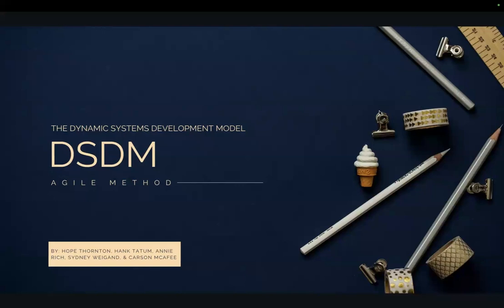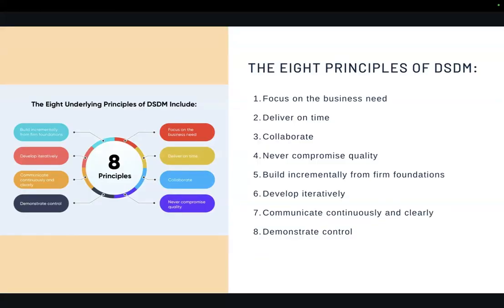I'm Sydney. I'm Carson. And our group was given the Dynamic Systems Development Method, or DSDM, to describe for this Agile Methodologies final project. So today we will tell you all about what DSDM is, how it came to life, some of the advantages and disadvantages of this method, and really go over some examples of how it's used in industries today. The DSDM process is governed by 8 main principles.